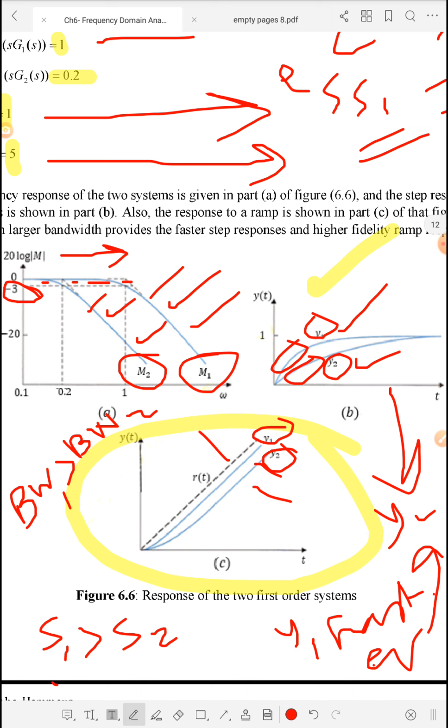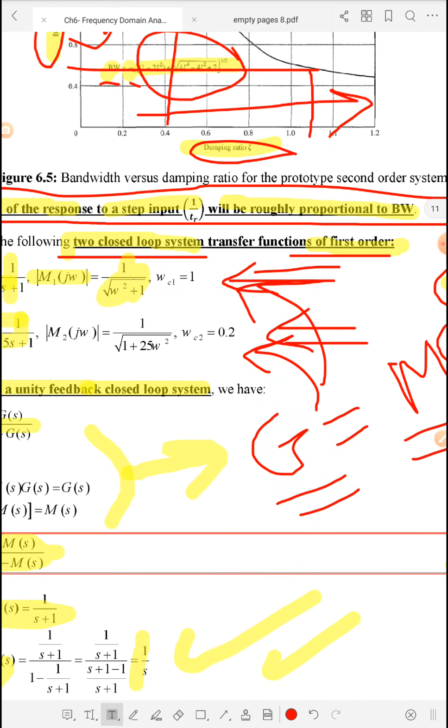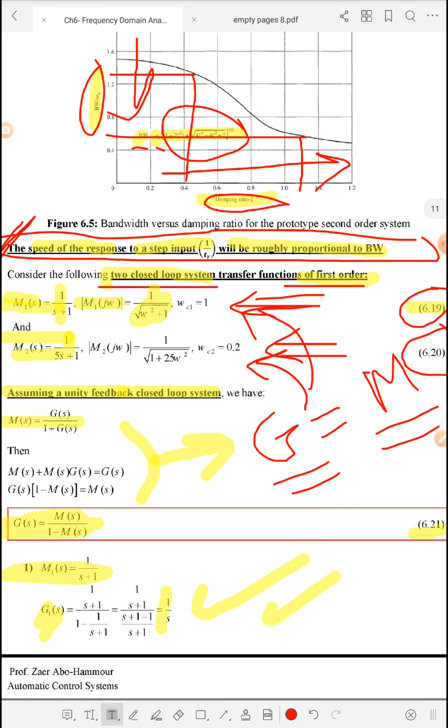So the speed of system 1 is a faster response than the speed of system 2. And the bandwidth of M1 is larger than the bandwidth of system 2. So the larger the bandwidth, the faster the response. This is what we claimed in the previous page. So what did we claim in the previous page? If we go back, this is our claim: the speed of response is proportional to the bandwidth. The larger the bandwidth, the faster the response.